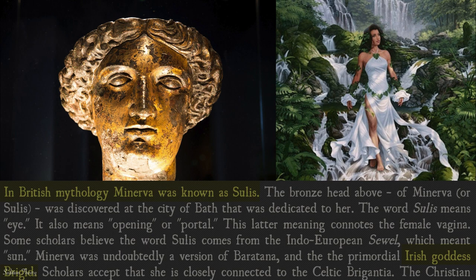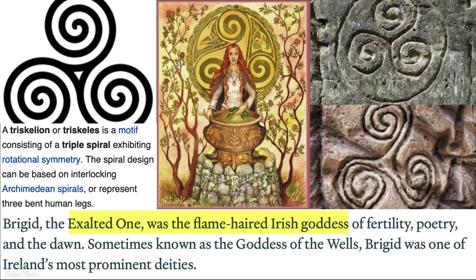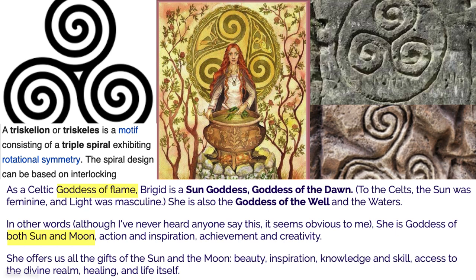The British goddess Sulis is also the Irish goddess Brigid. And Brigid is the flame-haired, exalted one. From WiccanSpirituality.com, it says that Brigid is the sun goddess, goddess of the dawn. To the Celts, the sun was feminine and the light was masculine. She is also the goddess of the well and the waters. In other words, although I've never heard anyone say this, it seems obvious to me, she is goddess of both sun and moon, action and inspiration, achievement and creativity. Okay, so all of these gods are androgynous, bruv.